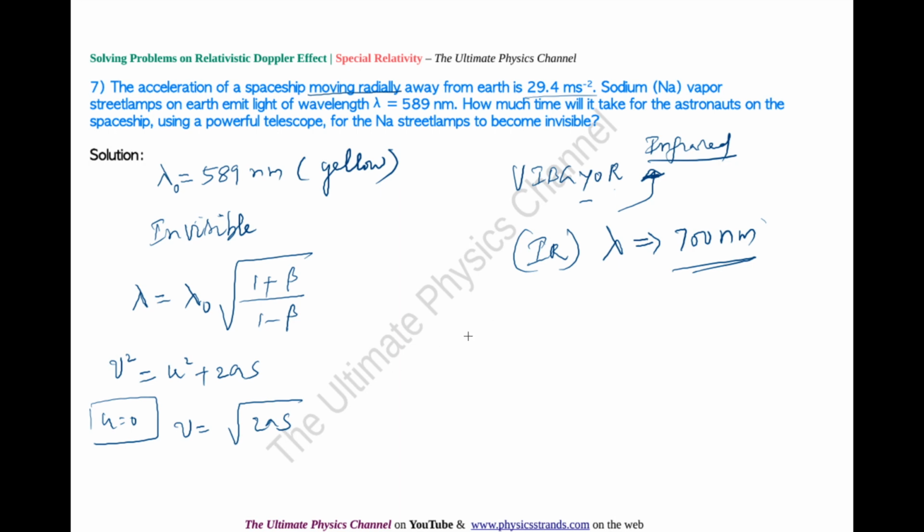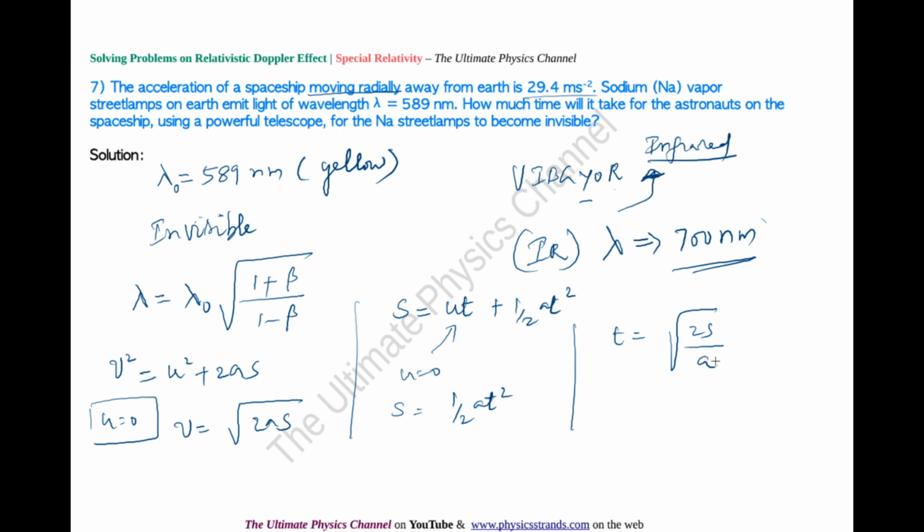I don't know the distance, so I can do another equation for that, right? The distance that the spaceship travels in a time t is s = ut + half at squared. Initially u is 0, so my s is just half at squared. So my t is the square root of 2s over a. I know the acceleration, I don't know the distance, so I'm trying to work it out.